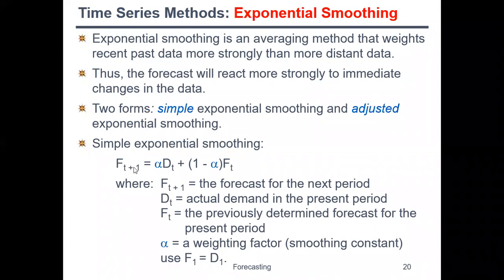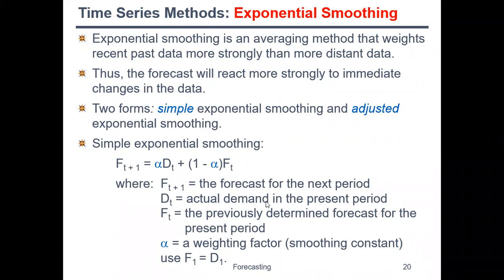It's giving us F(t+1). F(t+1) is basically the forecast for the next period. The t+1 is basically referring to the next period, which is period 2, period 3, period 4, period 5. So the future period or the forecasted period is given by alpha D(t) + (1 - alpha) F(t). So please put down this formula.